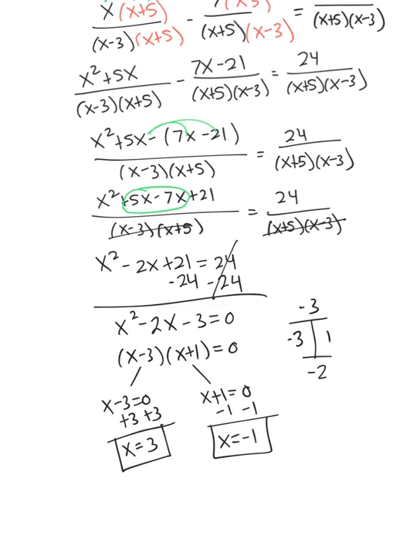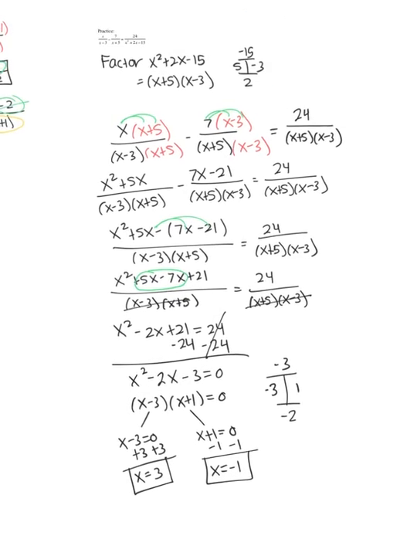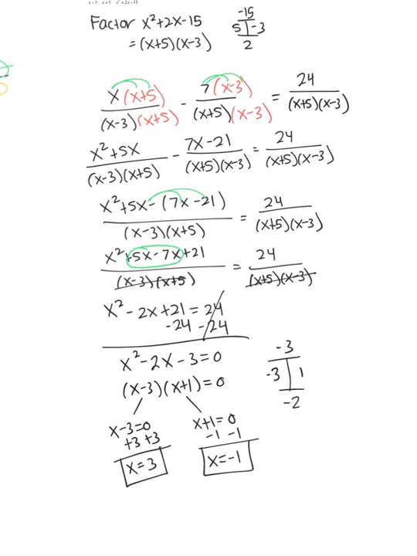Looking at domain restrictions, your original denominator was, I'll circle it in yellow on this one, x minus 3 times x plus 5. So our domain restrictions would be x cannot equal 3 or negative 5. One of the answers that we got was 3. So I'm going to cross that one out. That's not a valid answer. So our only valid solution to this problem is that x is equal to negative 1.